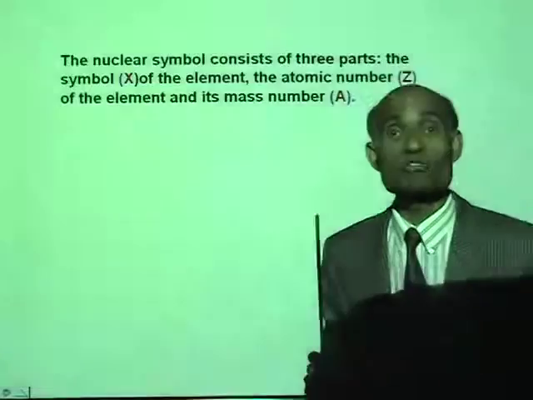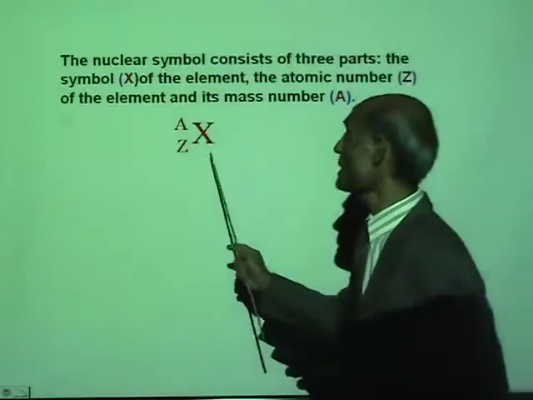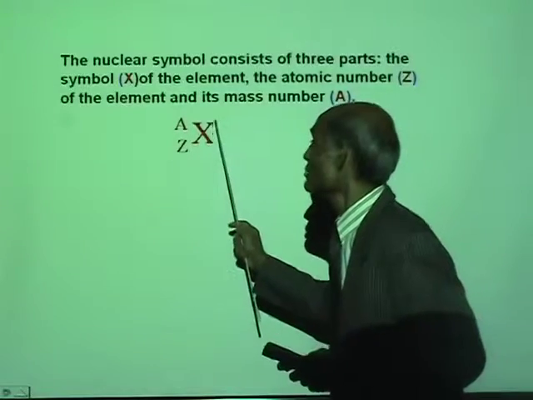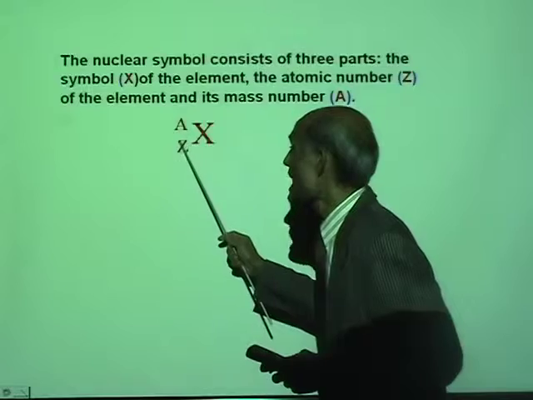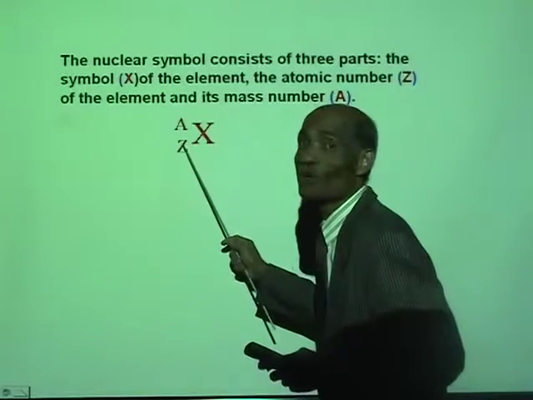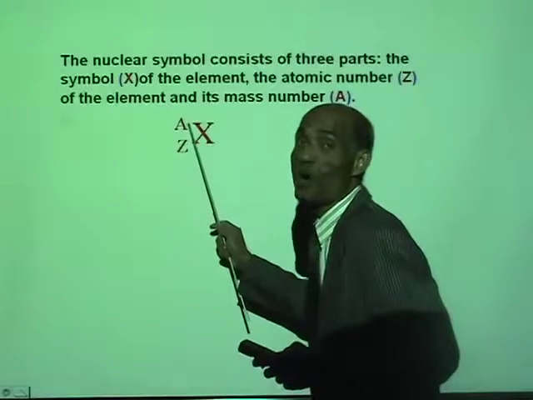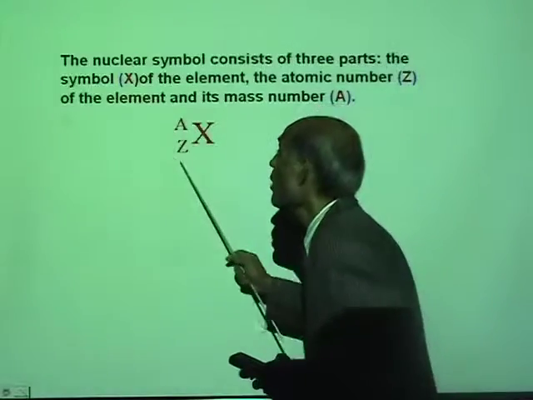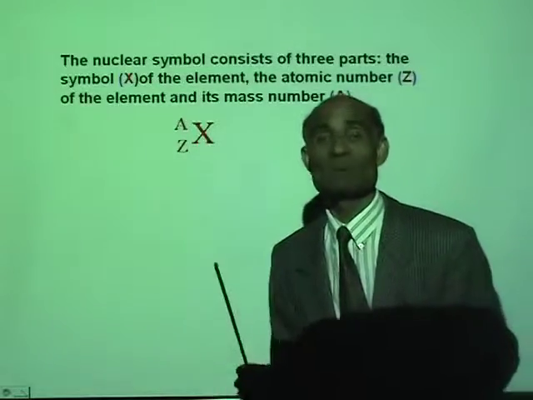These are the 3 things that we use to identify an element. Now look at the way an element is written. This is the symbol of the element. The atomic number is written at the left bottom corner. The mass number is written at the left top corner. This is the normal way to represent an element.